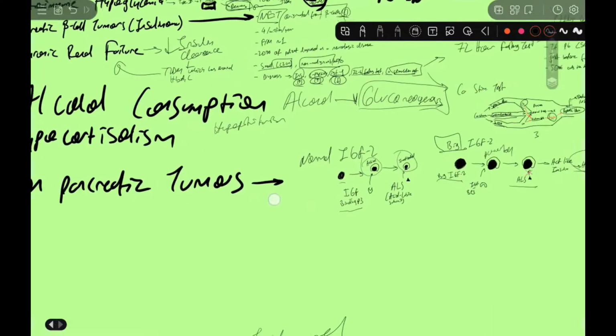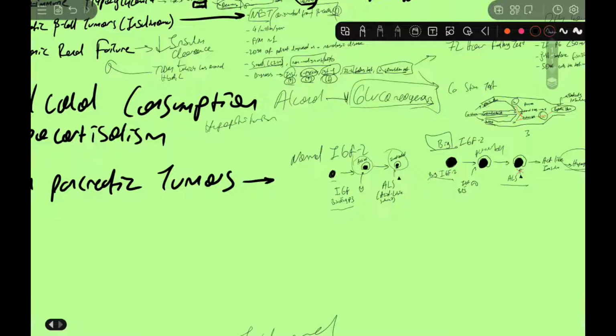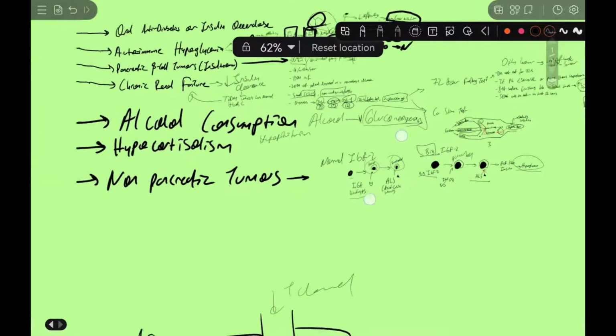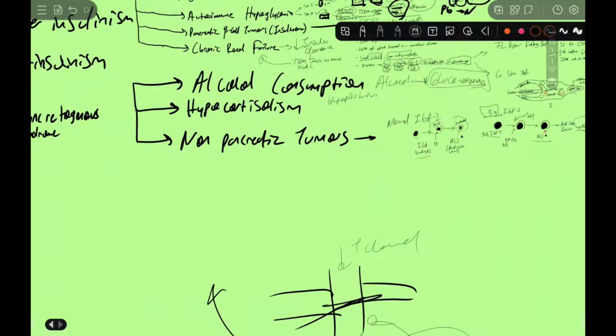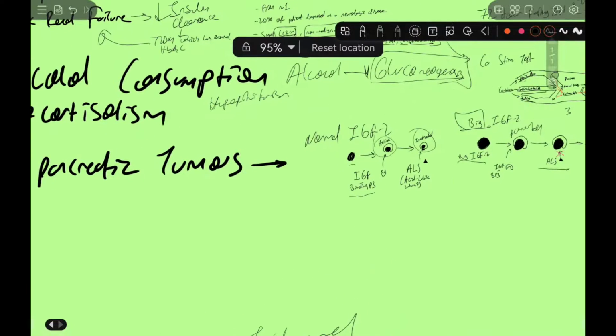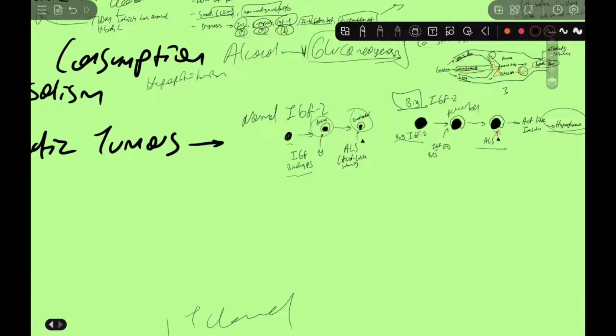Alcohol suppresses gluconeogenesis, so you will not produce glucose when you are hungry, so you will be hypoglycemic. And we also have hypercortisolism. It may be due to hyperpituitarism or adrenal gland insufficiency. And we also have non-pancreatic tumors. It has an interesting mechanism behind it.